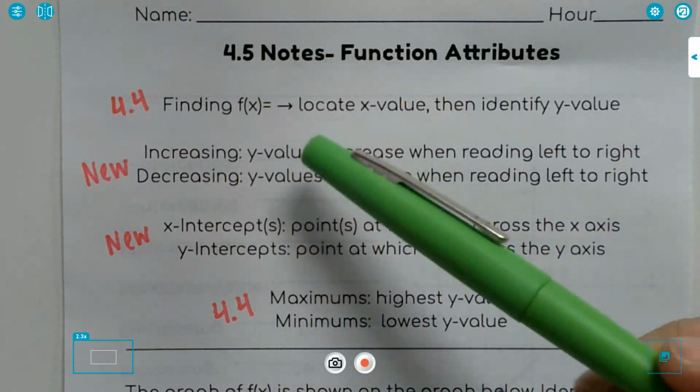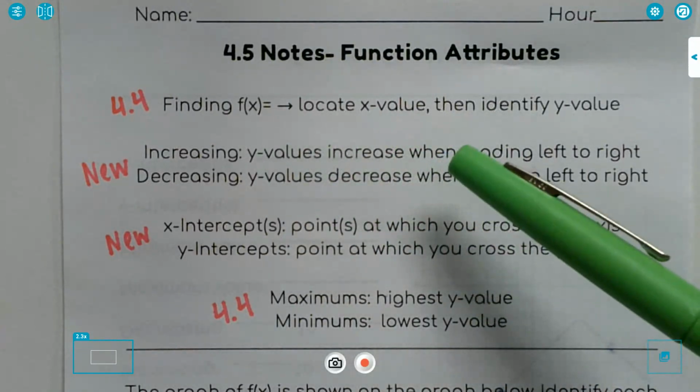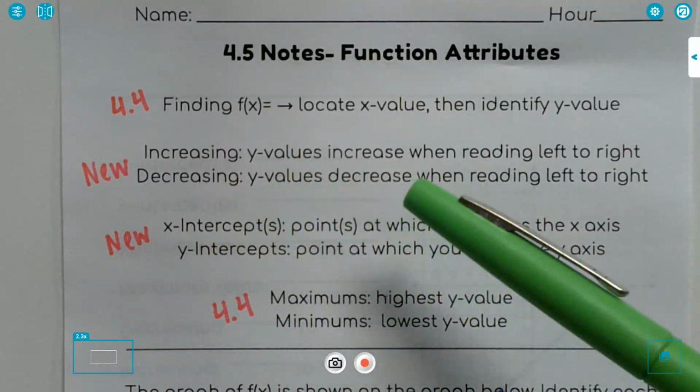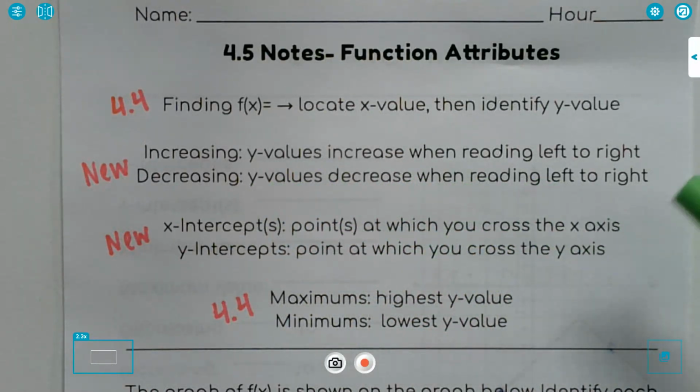So increasing is when y values increase when reading left to right. Decreasing is when our y values are decreasing when reading left to right. So the key there is we always have to go left to right. We're going to start on the left side of our graph. We're going to go to the right.